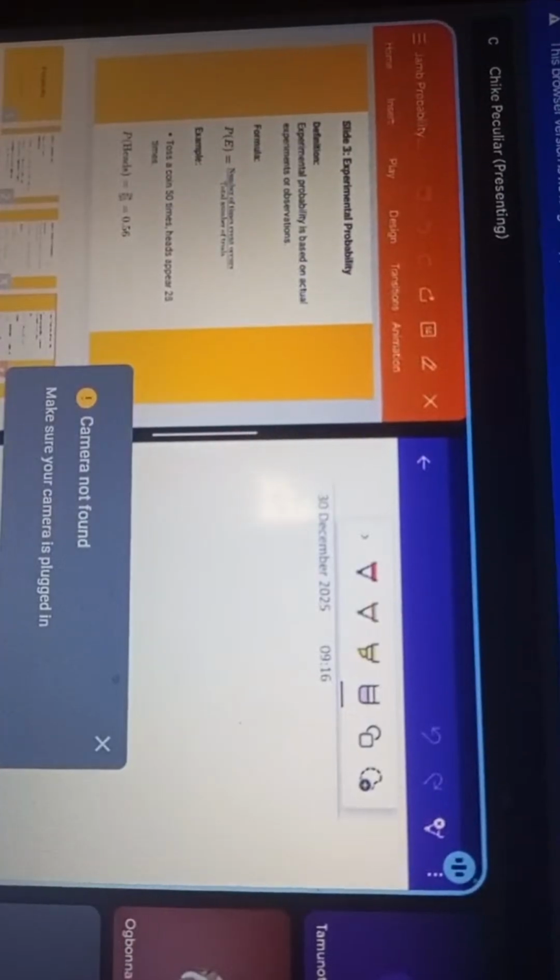So now the next slide is different types of probability. We have two main types. We have experimental probability. Now, in experimental probability, you are actually looking for the likelihood that something will occur based on an experiment that you've done.